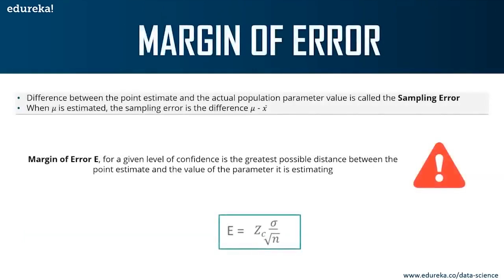Let's look at margin of error. Now, margin of error for a given level of confidence is the greatest possible distance between the point estimate and the value of the parameter that it is estimating. You can say that it is a deviation from the actual point estimate. Right? Now, the margin of error can be calculated using this formula. Now, ZC here denotes the critical value or the confidence interval, and this is multiplied by standard deviation divided by root of the sample size. All right, n is basically the sample size.